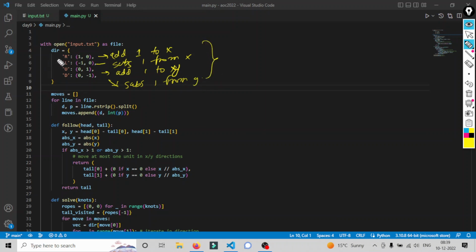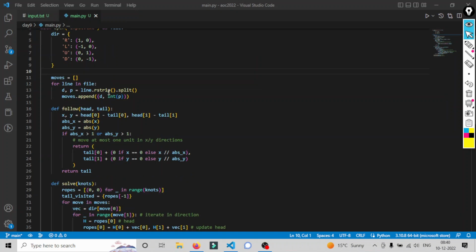So this is the instruction as input provided. Input was in the format right 4, if you remember. So for right, it is taking a tuple which contains x and y position, means it will add 1 in x and 0 in y. Now we are just storing every input in the moves array here. This is the same as all the previous codes.